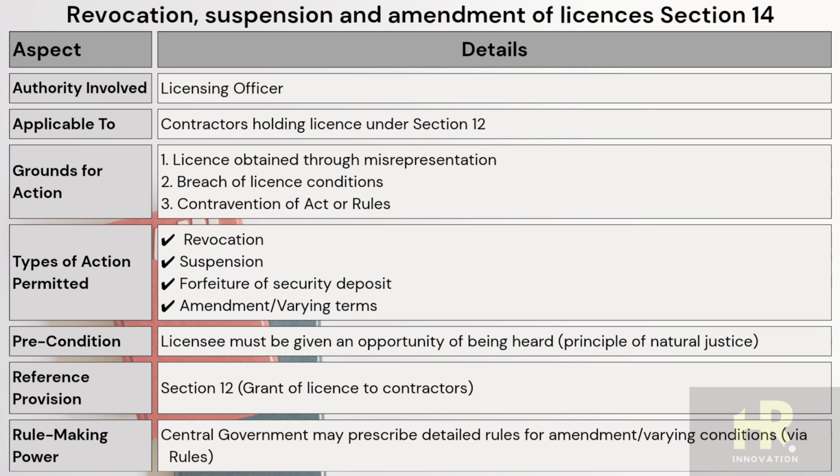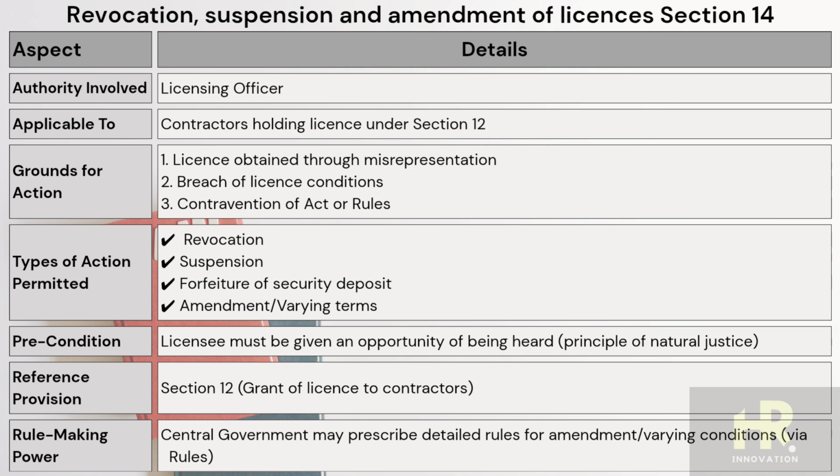Step 3. What are the grounds for action? The officer can take action if the license was obtained by giving false information, the contractor has violated license conditions, or there is any contravention of the act or rules. Step 4. What actions can be taken? Based on the issue, the licensing officer can revoke the license, suspend the license temporarily, forfeit the contractor's security deposit, or amend or change the license terms.